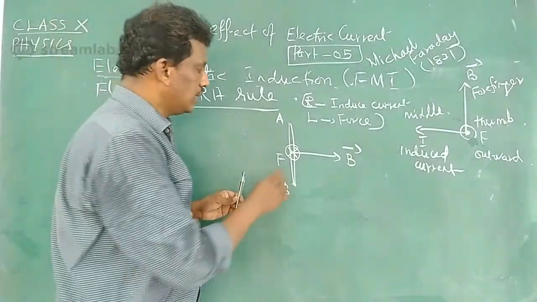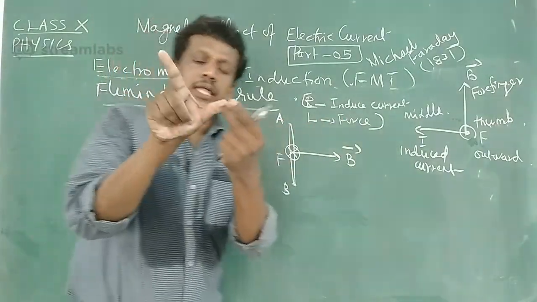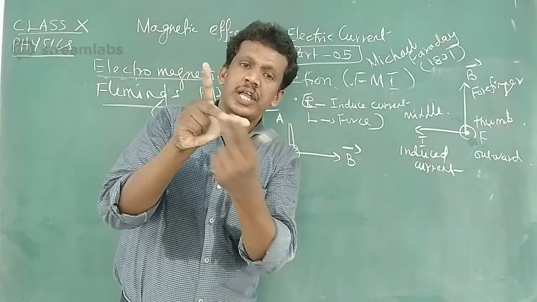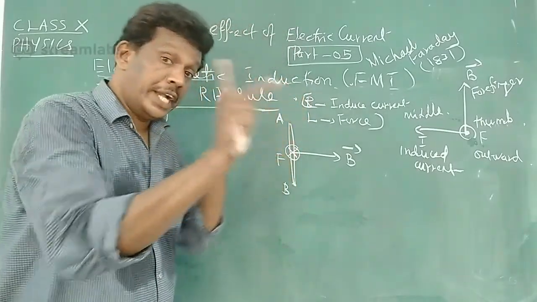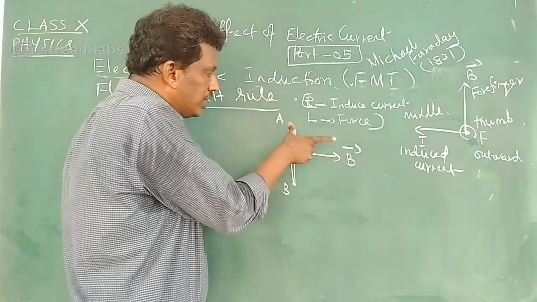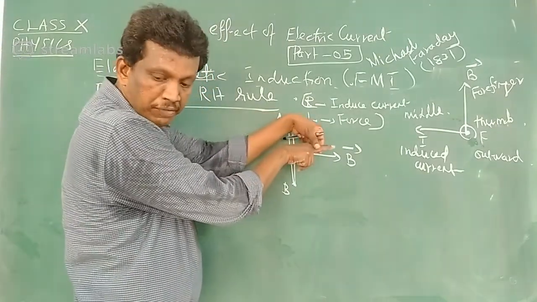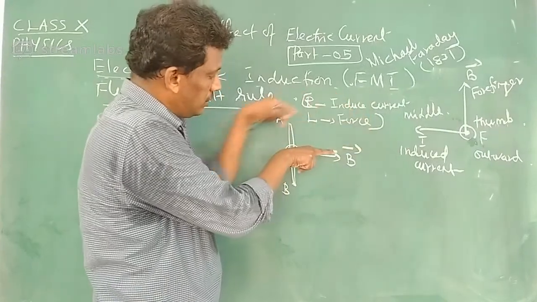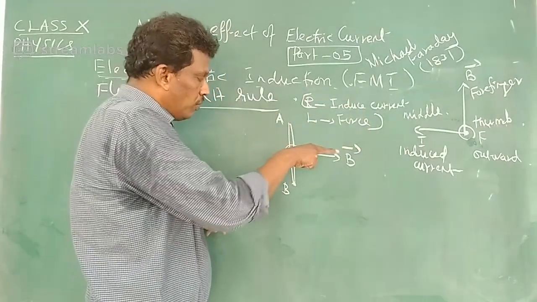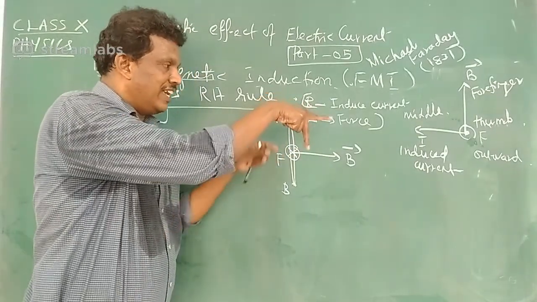Yes. So, this is the magnetic field. The thumb gives the force. Then the induced current will be here. Right hand rule. Fleming's right hand rule. You see that? Where is the magnetic field? This is the magnetic field. Where is the force? Inward. Where is the current? Are all able to see?